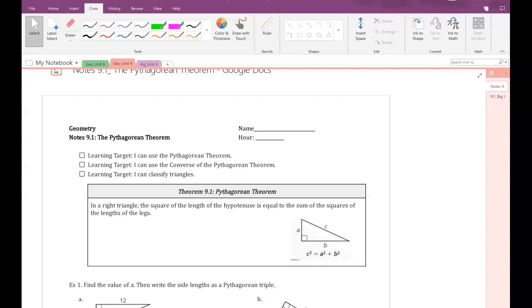Unit 9 is all about right triangles. I wouldn't say it's all about right triangles. The majority of it is about right triangles. We're starting off with the Pythagorean theorem, which you've probably seen in passing or at least heard of.